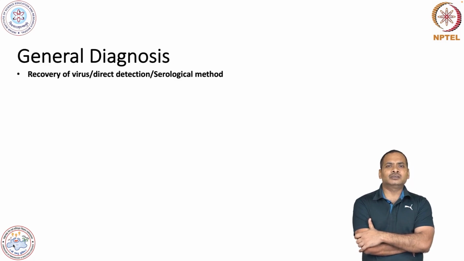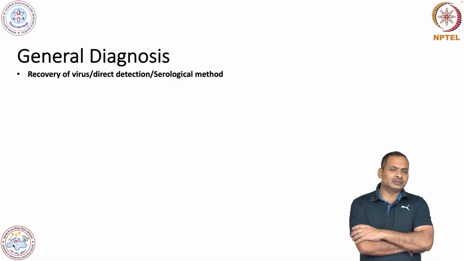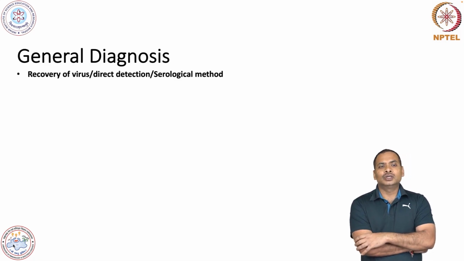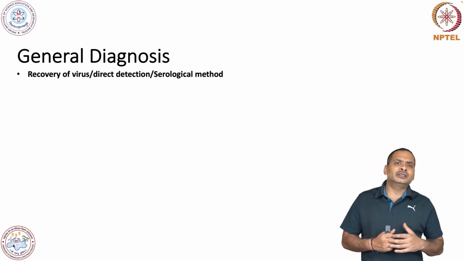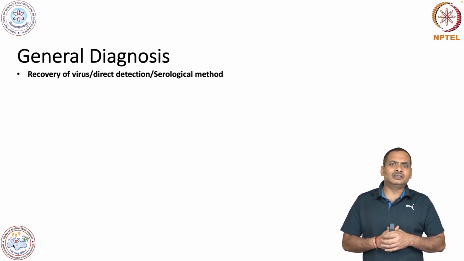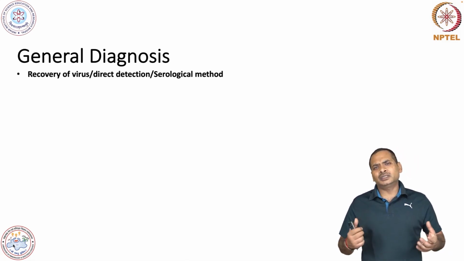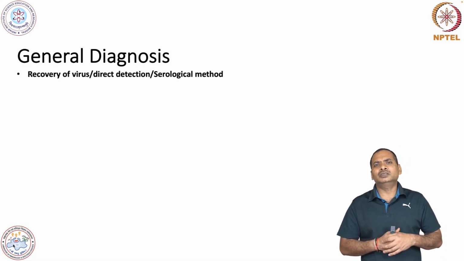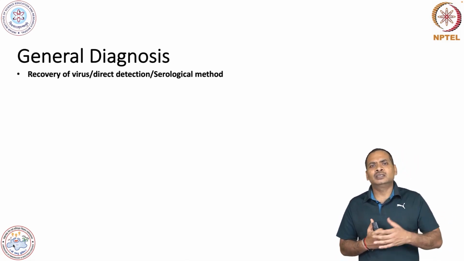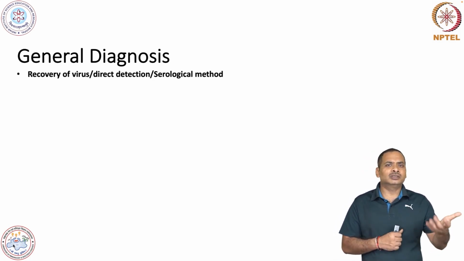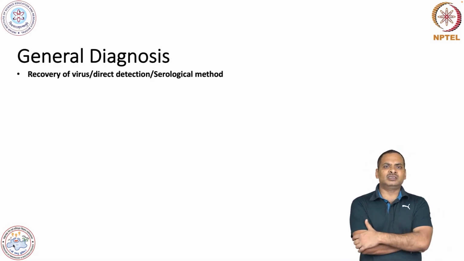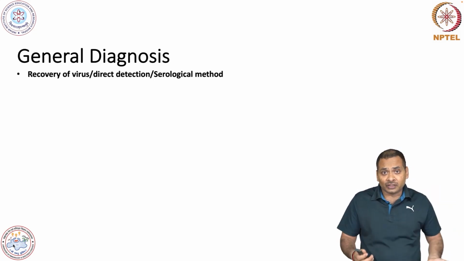So, the general diagnosis is very simple and straightforward. One can recover the virus, and direct detection is possible, or there is some serological method. There will be anti-sera, and if it reacts with that sample, then you can say that the individual may have this infection. This is one way of diagnosis.